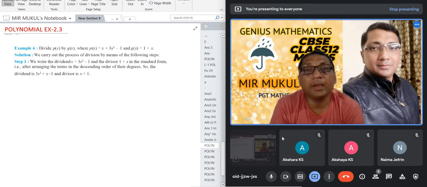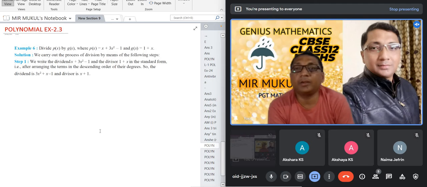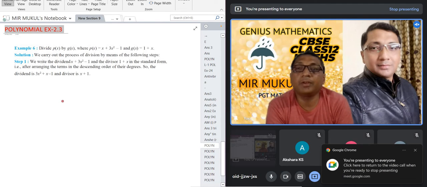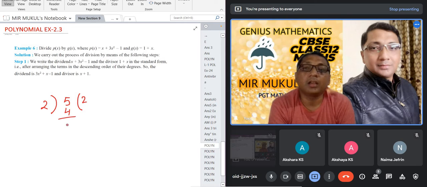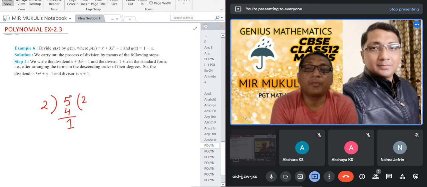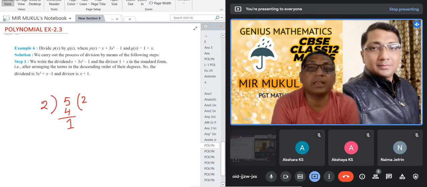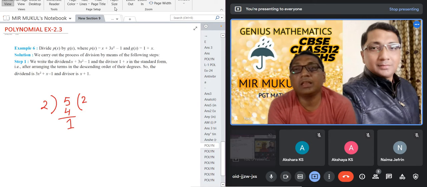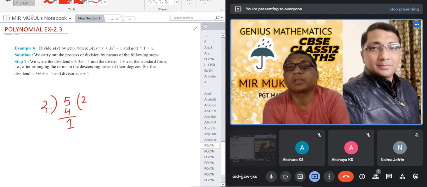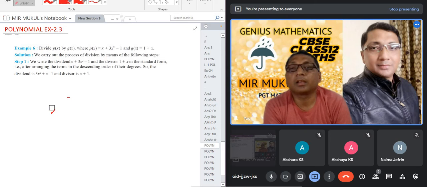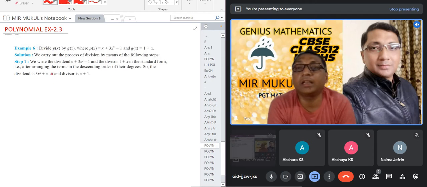Now we learn what happens if we divide two polynomials. Like with numbers, if we divide, what will happen? Suppose we divide 5 by 2, then 2 times 2 is 4, and the remainder we get is 1. Here the quotient is 2, 5 is the dividend, and 2 is the divisor. In the same way, if we divide two polynomials, what will you get? That division we will learn here.